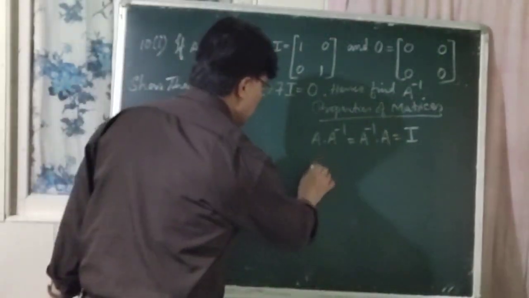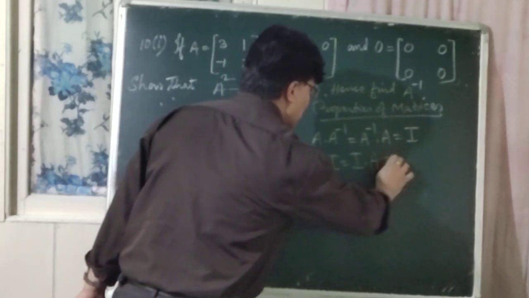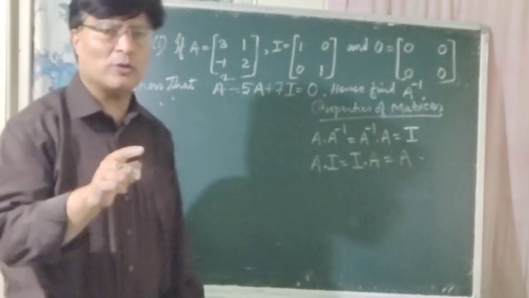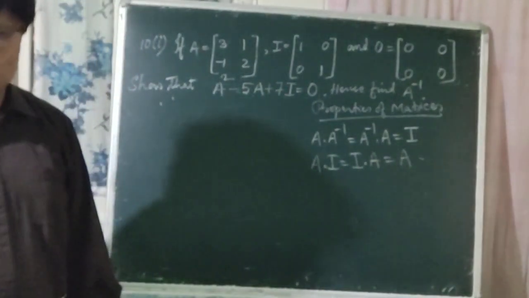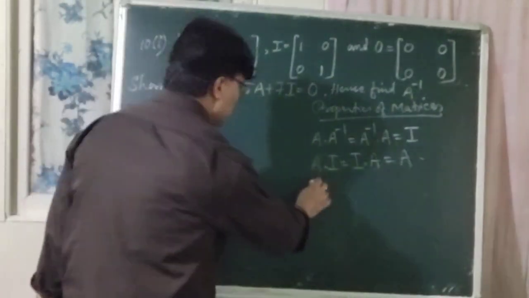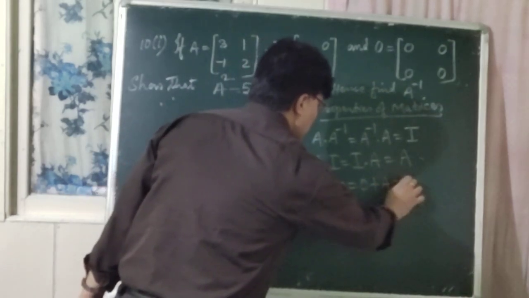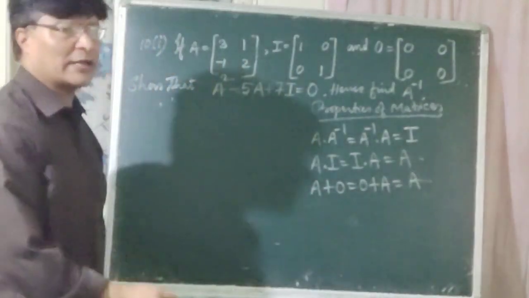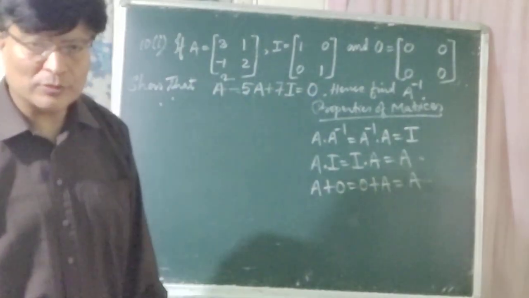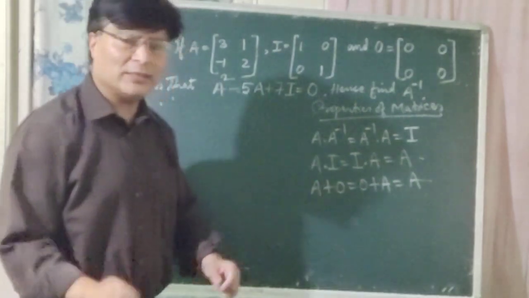Okay. Next, A dot I is equal to I dot A is equal to what? This is the given matrix A. It is just like your 2 ones are 2 or 1 twos are is equal to 2. Right? So A dot I is equal to I dot A is equal to A. And you can write A plus O is equal to O plus A is equal to given matrix A. It is just like your 2 plus 0 is equal to 0 plus 2 is equal to 2. Similarly, A plus O is equal to O plus A is equal to A, where O is the null matrix.